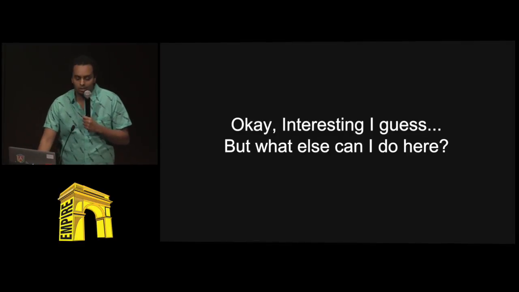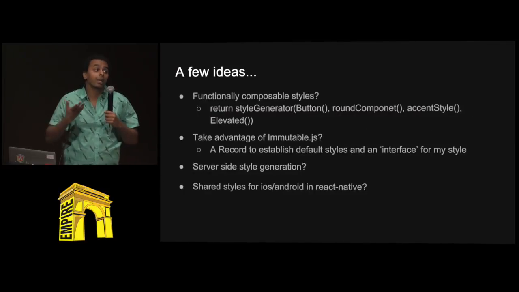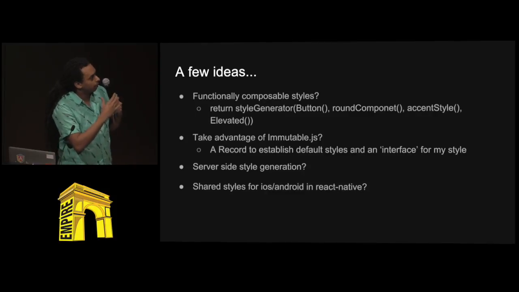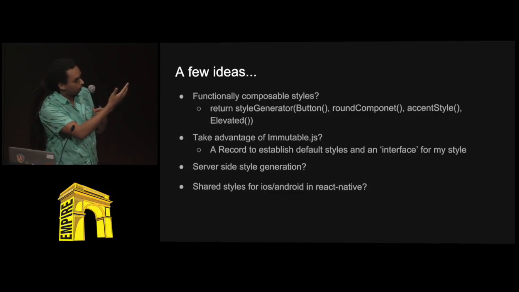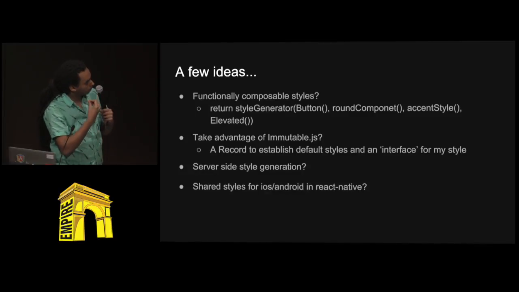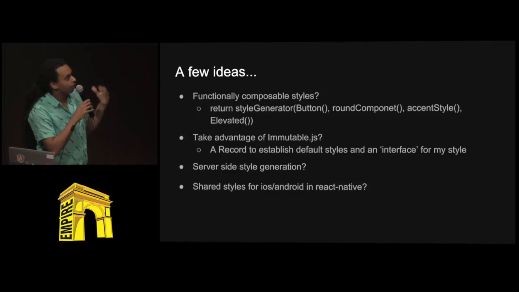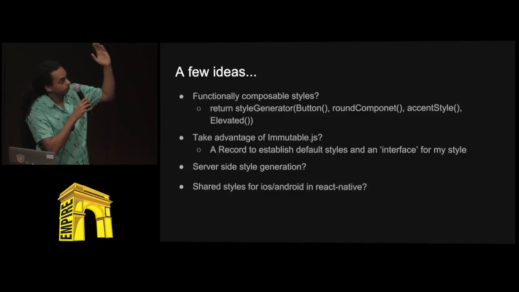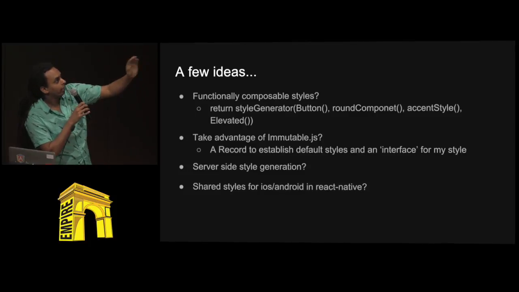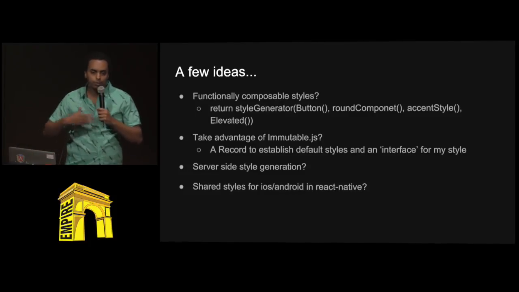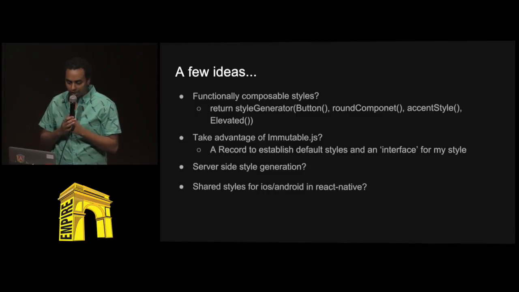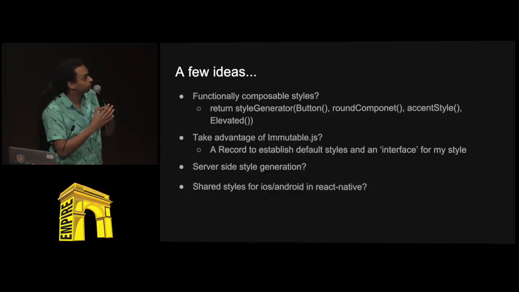So what else am I getting out of this? So here's some ideas, some things I tried a few times here and there, and it was pretty cool. I created composable styles that were composed functionally. I had a button object that returned me all the styles for a button, a round component that returned me the styles to round the button, and an accent style that gave me the right accent color, and all this with the final elevated style generator into one object, and that gave me a button that was round, that had the right accent color, and was hovering. So this is a very programmatic approach to styling, and it's a very interesting one too. And it makes us maybe think about different ways to write all of our styles.